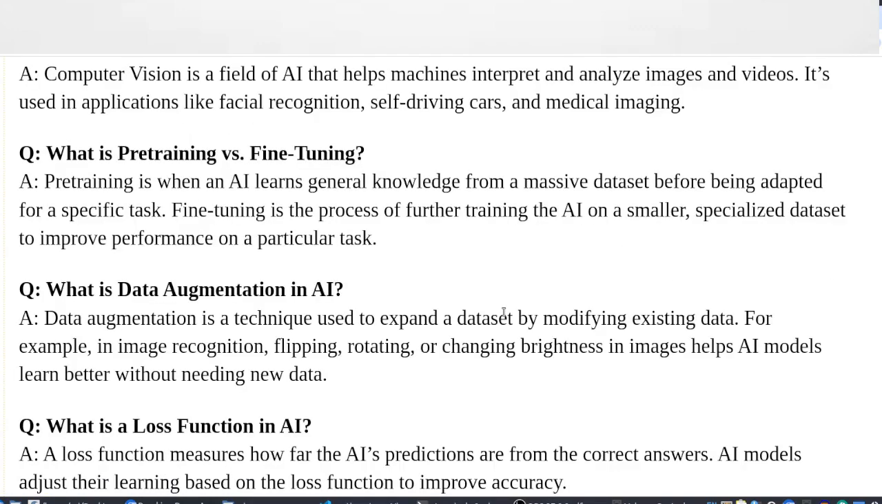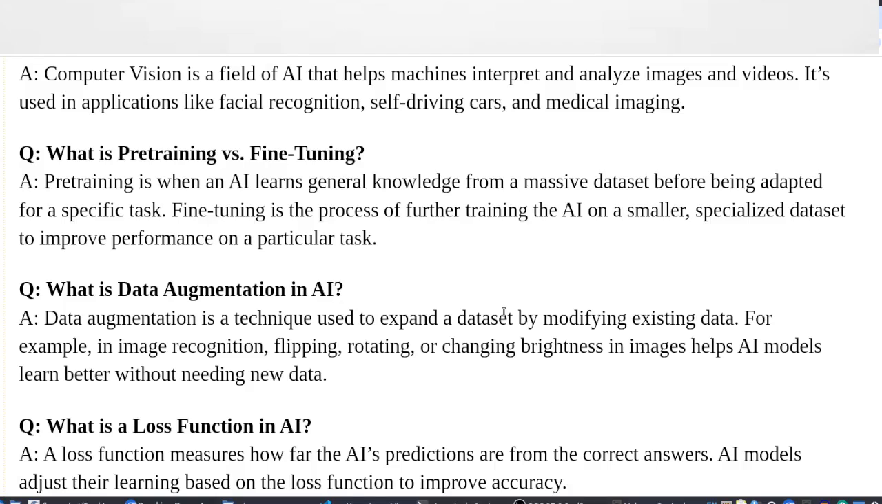What is data augmentation in AI? Data augmentation is a technique used to expand a dataset by modifying existing data. For example, in image recognition, flipping, rotating, or changing brightness in images helps AI models learn better without needing new data. So if you observe the YOLO model training, you can find this thing.